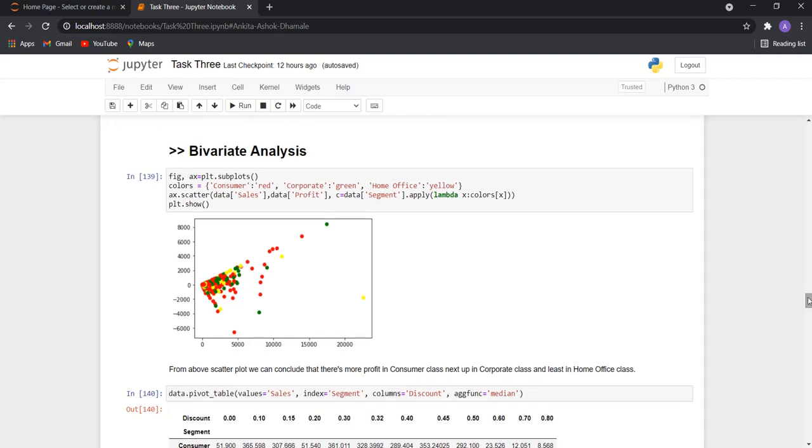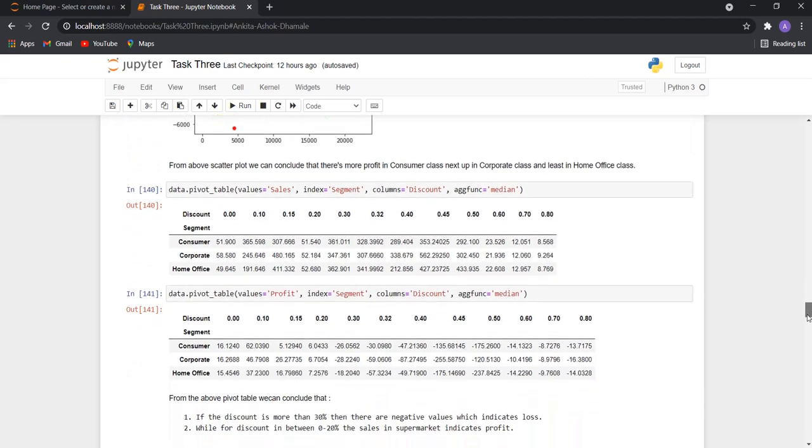perform bivariate analysis. So here I have plotted the scatter plot graph, which tells us that most of the profit is occupied in the consumer class, next is the corporate class, and the next is the home office class, which we can distinguish with the help of colors. For consumer, I have used the red color. We can see the red dots. Respectively, for corporate it is green and for home office it's yellow.